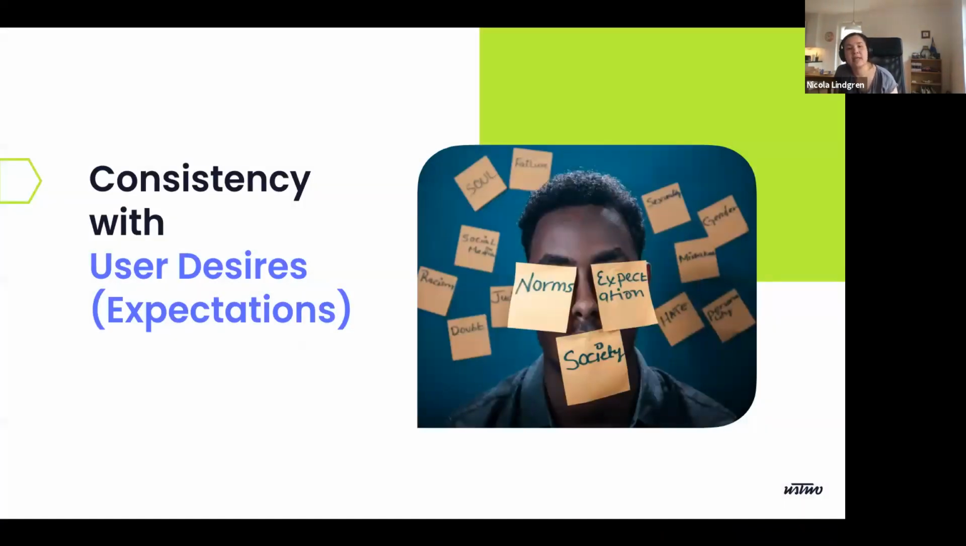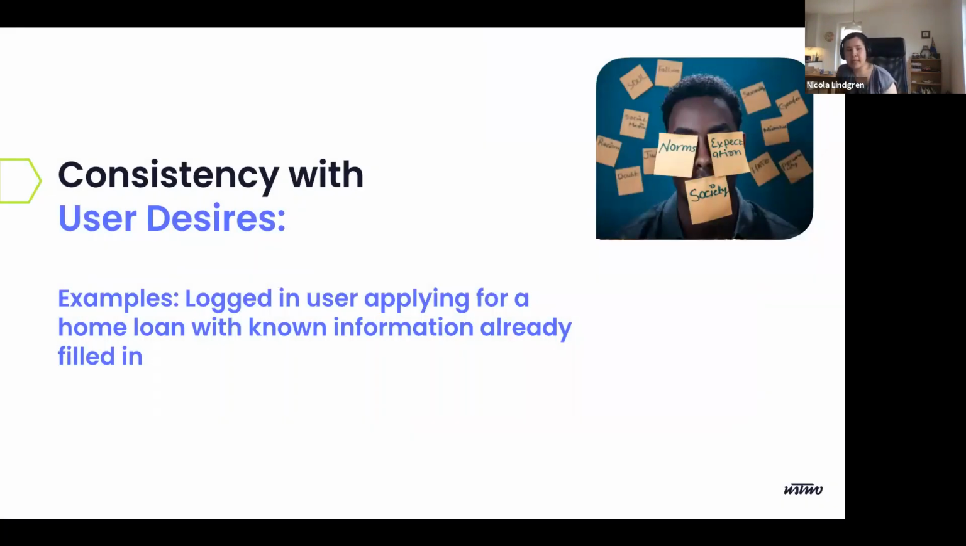Consistency with user desires or expectations. This heuristic used to be known as consistency with user expectations, but now it's called consistency with user desires. Under this heuristic, you are testing to make sure that a reasonable user can do what they want to do. An example would be internet banking, where you want to apply for a home loan. Since you're already logged in and the bank already has quite a bit of information about you, instead of having to fill in your first name, last name, and maybe even your salary again, a lot of information could be pre-filled. So you may have expectations that a reasonable user would desire in the application or functionality.